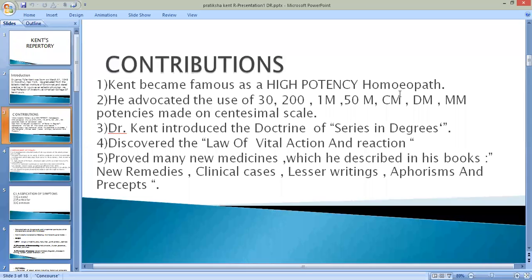Then Dr. Kent introduced the doctrine of series in degrees. He discovered the law of vital action and reaction. Then he proved many new medicines which he described in his books, New Remedies, Clinical Cases, Lesser Writings, Aphorisms, and Precepts. So, in this way, there are many contributions of Dr. Kent to homeopathy.